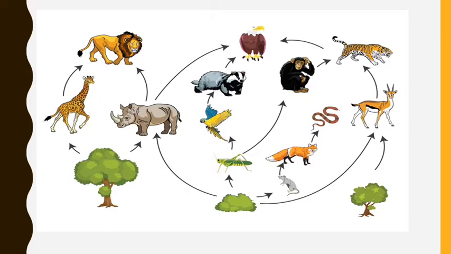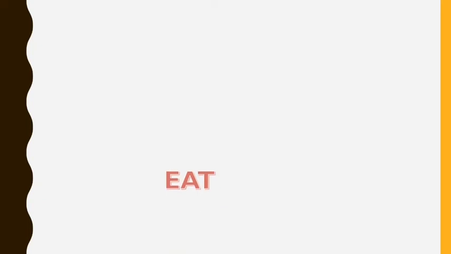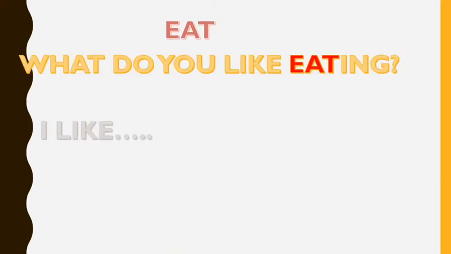Lion likes giraffes and rhinos. Rhinos like plants, and the giraffe likes plants. The monkey likes insects, plants, fruits. The tiger likes birds, monkey, deer.